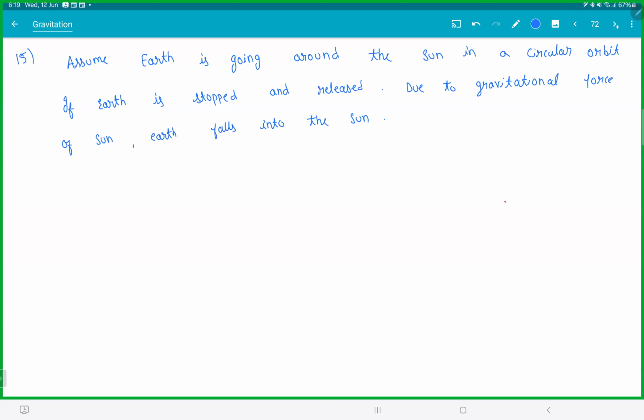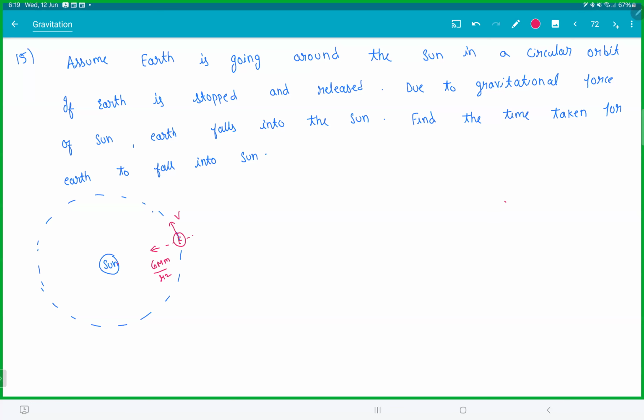This is another good standard question, actually. Find the time taken for the Earth to fall into the sun. I'll tell you what is happening. So we have the sun. This guy is happily going in a circle with some speed v. At any point, the gravitational force, GMm by r squared, and the centrifugal force balance out. That is the reason it is going in a circle.